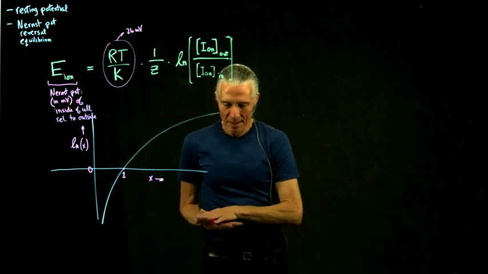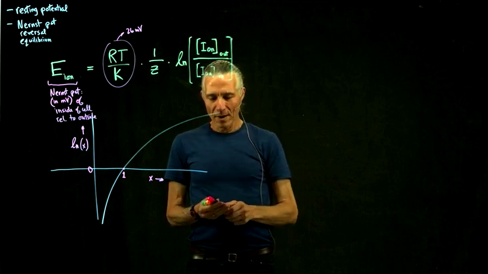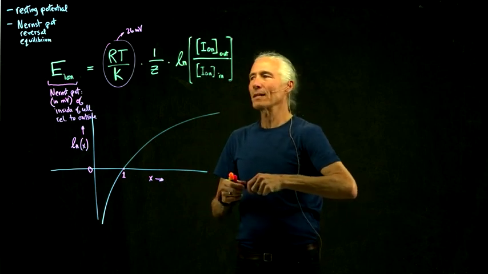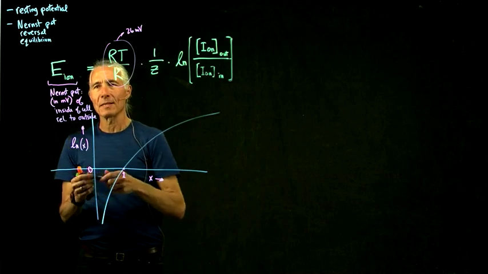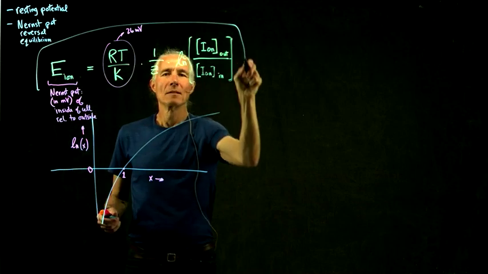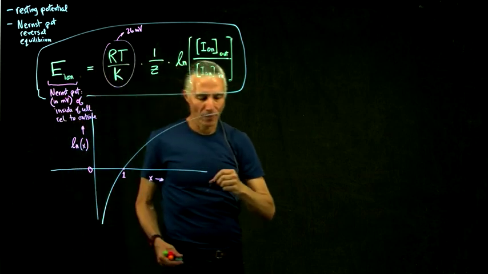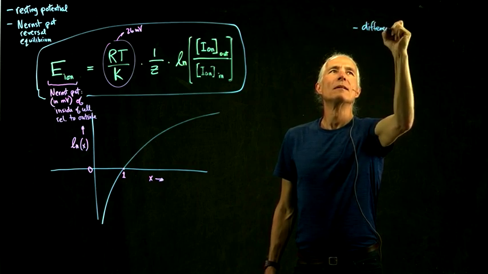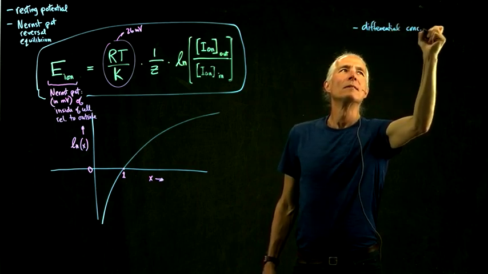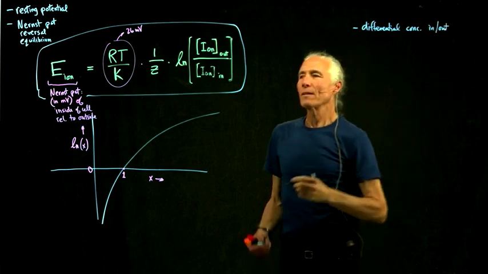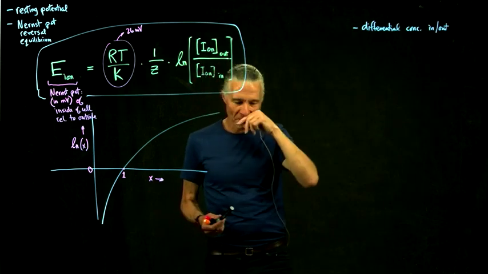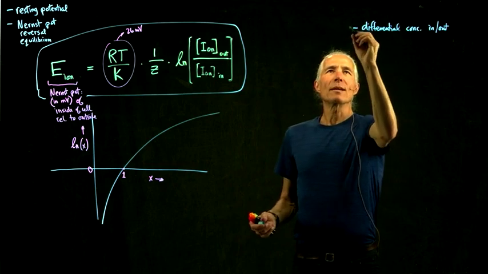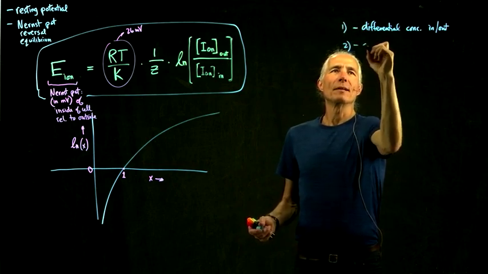Okay, so what causes this? The first thing that causes it, which we mentioned already, was the differential concentration, in and out. So that's the first thing. But if you just had a sealed cell without any channels in it, nothing would happen because the ions can't get in or out. And so the second thing you need is a semi-permeable membrane.